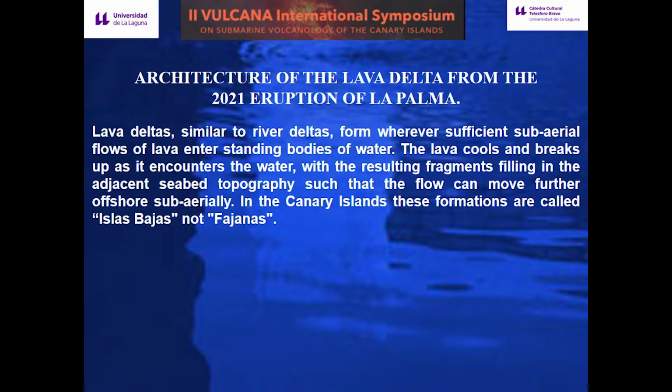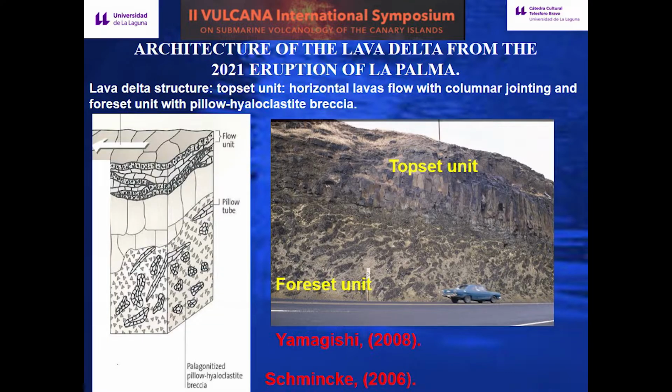Lava deltas, similar to river deltas, form where sufficient subaerial flow of lava enters a standing body of water. The lava cools and breaks up as it encounters the water, with the resulting fragments filling the adjacent topography such that the flow can move further offshore. In the Canary Islands, these formations are called Islas Bajas or Fajana.